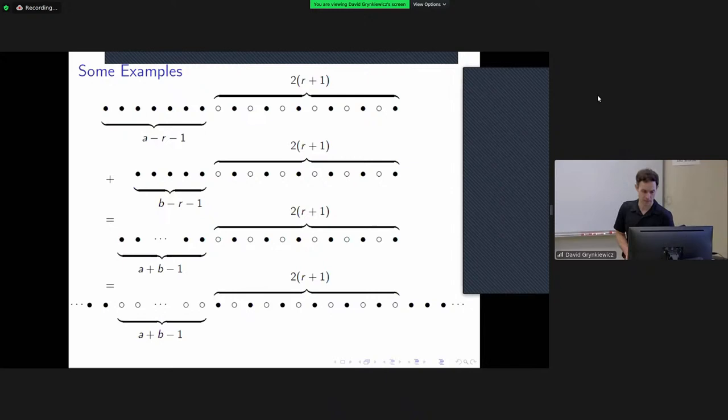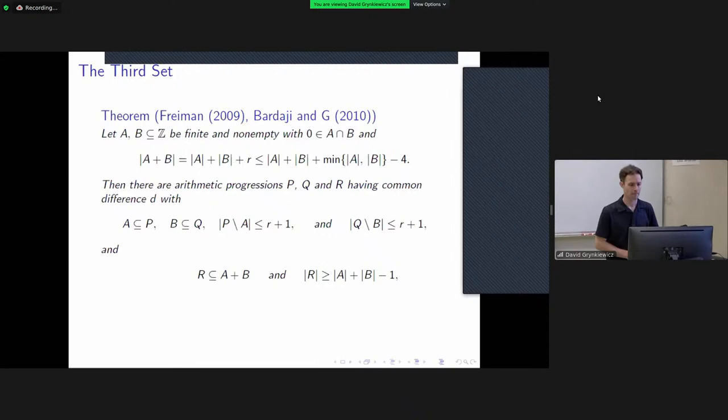This is going to be important. So here's another version. This was in the symmetric case, A equals B, proved by Freiman, and then sort of updated to the distinct summand case by Bardaji and myself.